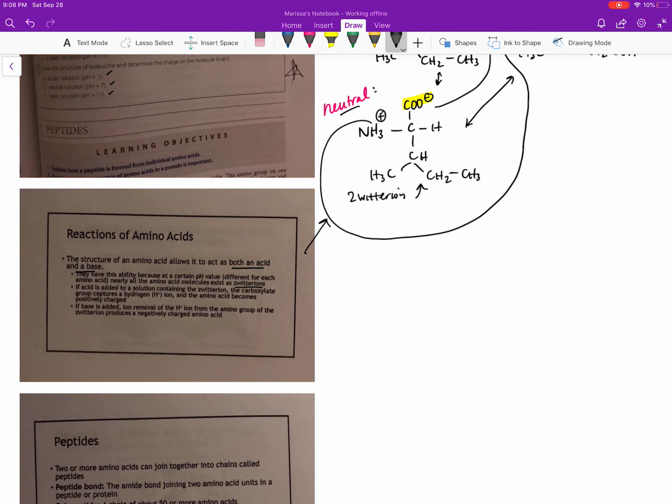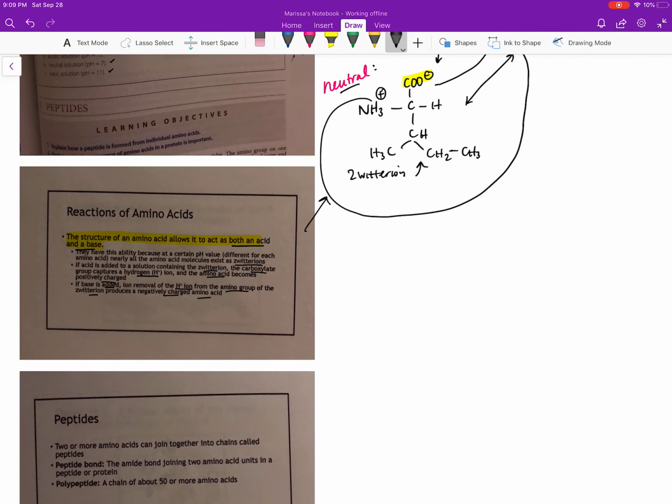If an acid is added to a solution containing the Zwitter ion, the carboxylate group captures the hydrogen and the amino acid becomes positively charged, which we've seen. If a base is added, there is the removal of the H plus ion from the amino group of the Zwitter ion, producing a negatively charged amino acid, which is what we've seen. Okay, so the most important thing here is to understand that the structure of the amino acid allows it to act as both an acid and a base.